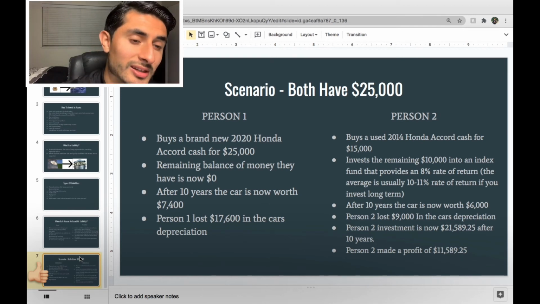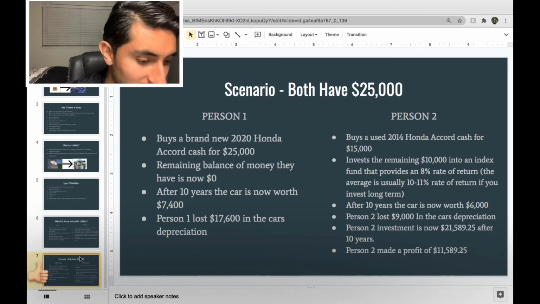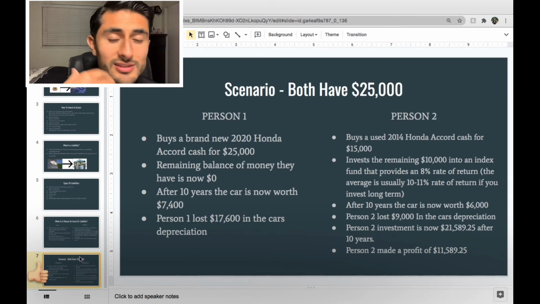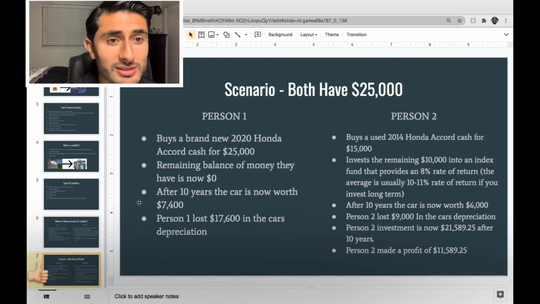Now let's go ahead and look at person number 2. Person number 2's car lost $9,000 in depreciation. That car after 10 years is actually worth $6,000 now. And yes, I did the same research that I did for the first one. I googled vehicle depreciation, right? I'll put the link down below. And then I believe I did a 2004 Accord price check on Car Gurus, and it gave me roughly around the same price. Now the difference is because this person did buy a cheaper car and invested the rest.